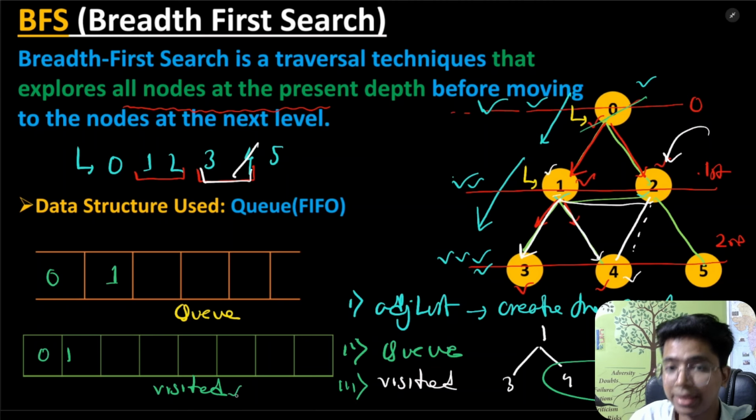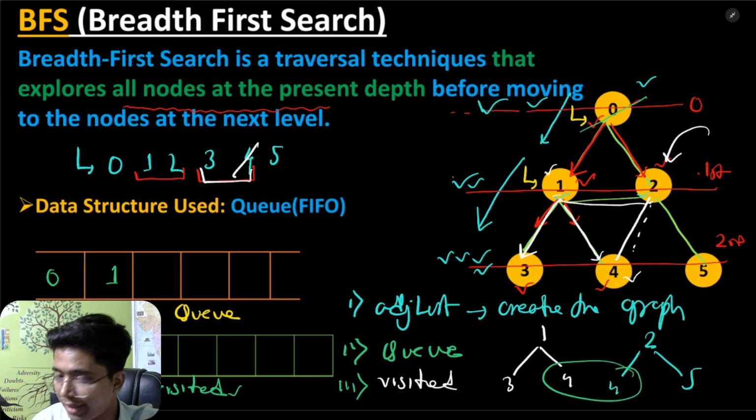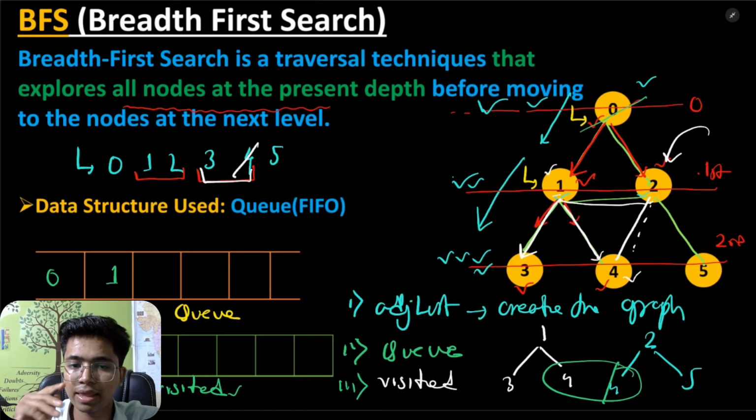We will be using a visited array to keep track that if 4 has been visited, we will not include it here. Got it? So this is the core logic. Let's understand this small concept in more detail in a programmatic manner.